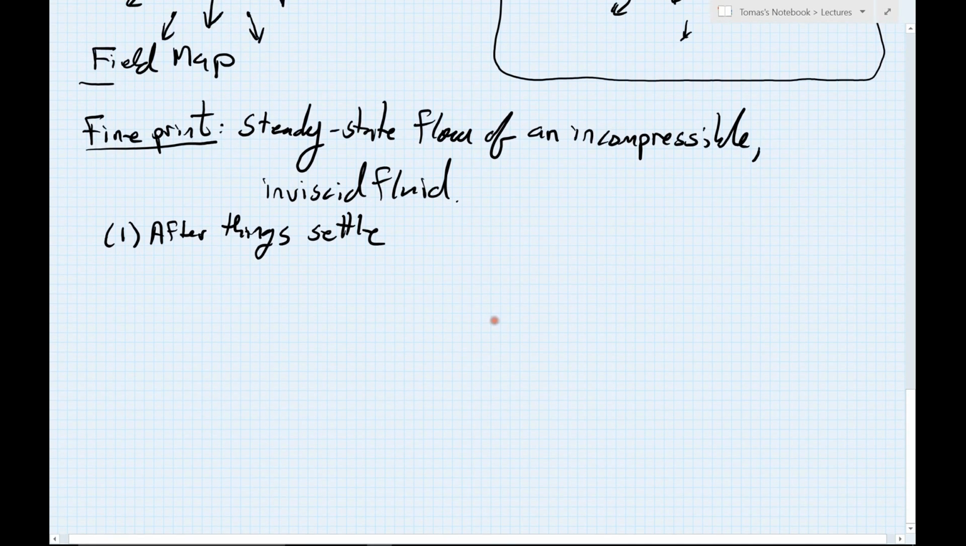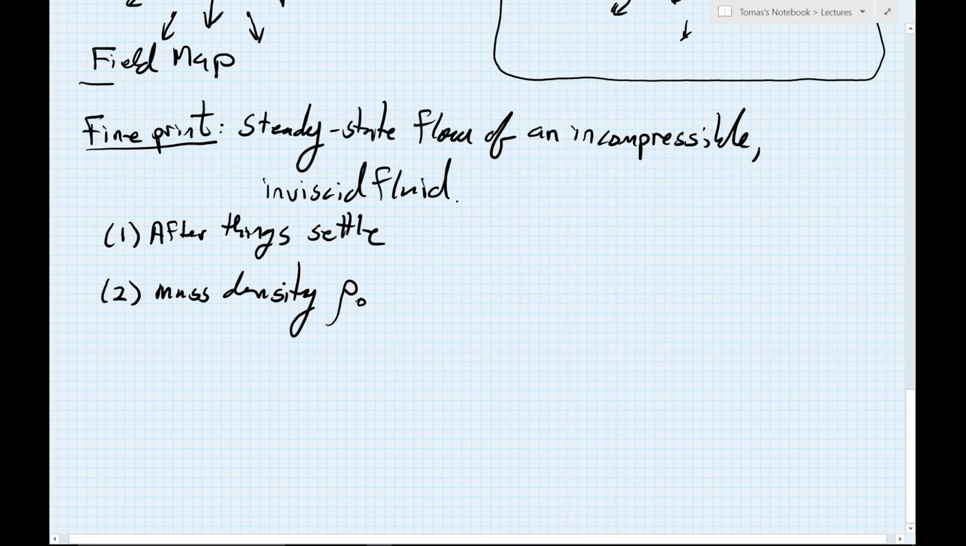Incompressible means more or less what it sounds like. You can't squeeze this fluid. Its density is always constant. That means that the mass density, and we will denote this density by rho, and because it's going to be constant, I'll call it rho sub naught.